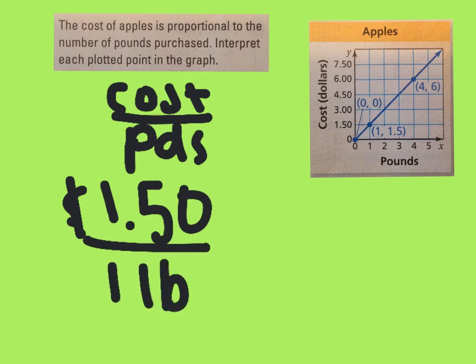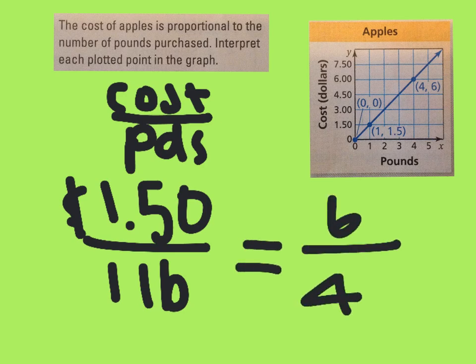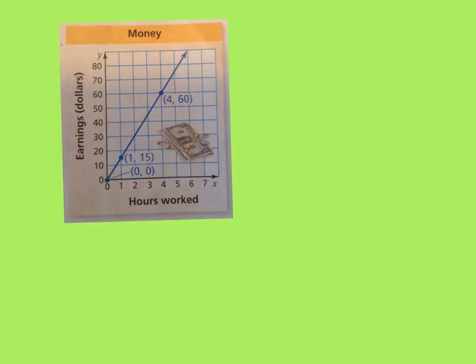Then the next thing we have is 4, 6, so that's 4 pounds of apples to $6. And that's proportional because if you look at times 4, they equal each other. Go ahead and try this one on your own, and when you're ready to check, go ahead and unpause the video.